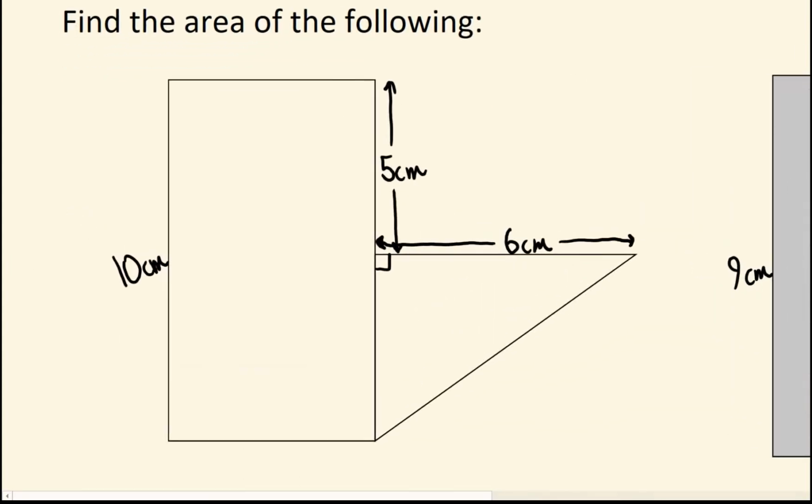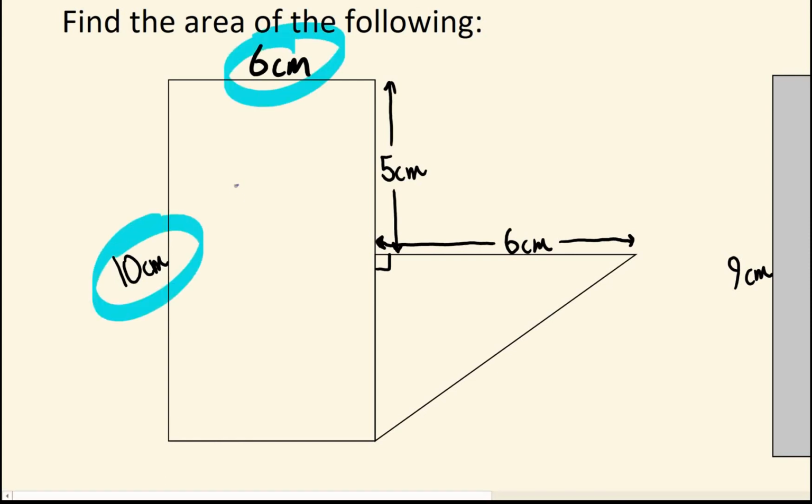So for this question, I'm missing a length. This should be 6 centimetres. So I've got a rectangle and a triangle, and I'm going to work out the area of each, and I'm going to add them together, because it's two shapes stuck together, which means you're going to add at the end. So this one, really easy. We know rectangles are base times height, so it's going to be 6 times 10, gives us an area of 60 centimetres squared.